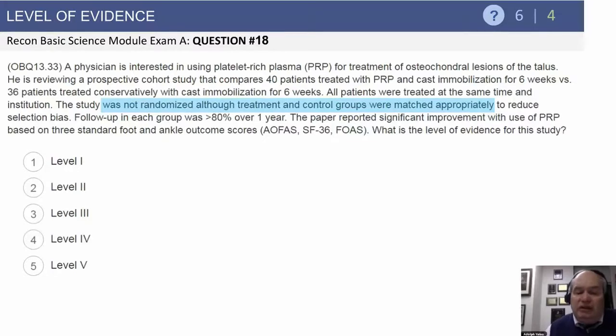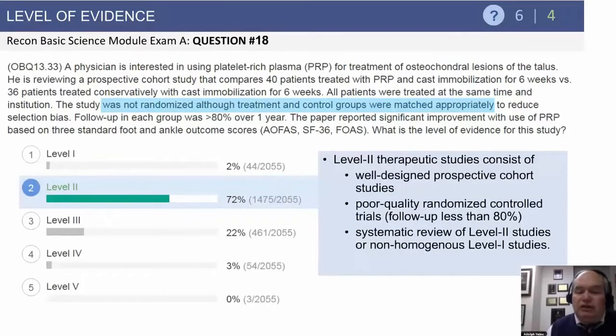Moving on to level of evidence, the most important thing is in the middle where I highlighted. Again, you're not getting tested on PRP and the outcome of this study. You're looking for the kernel within the question that helps to answer it. And so the kernel is the study was not randomized, but the treatment and control groups were matched appropriately. And it was also prospective. So the answer to this question, as we alluded to earlier, is that it's a level 2 study.